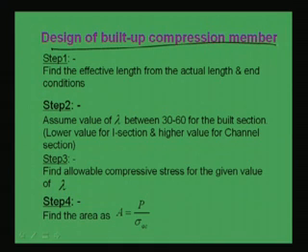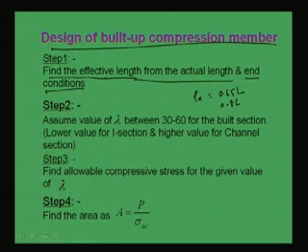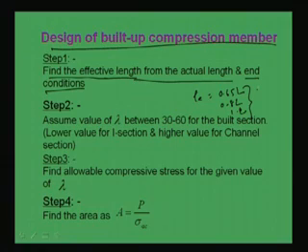In step 1, we find out the effective length from the actual length and end conditions. That means, what will be the effective length LE, whether this is 0.65 L or 0.8 L or 1 L. It depends on the boundary condition of the member, whether it has resistance against both the directions or resistance against its rotation. Okay.